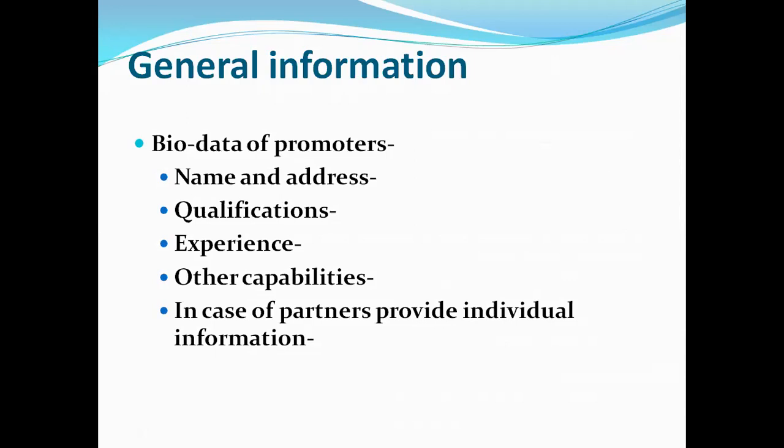Name and address, then qualification, experience, capabilities. Getting? For example, he might have 100 acres of land. Okay, and for mortgage he is keeping something else, or he is having very good income from service, either 1 lakh rupees, 2 lakh rupees, whatever. Getting? And in case of partners, provide the individual information, if it's a partnership company or whatever.